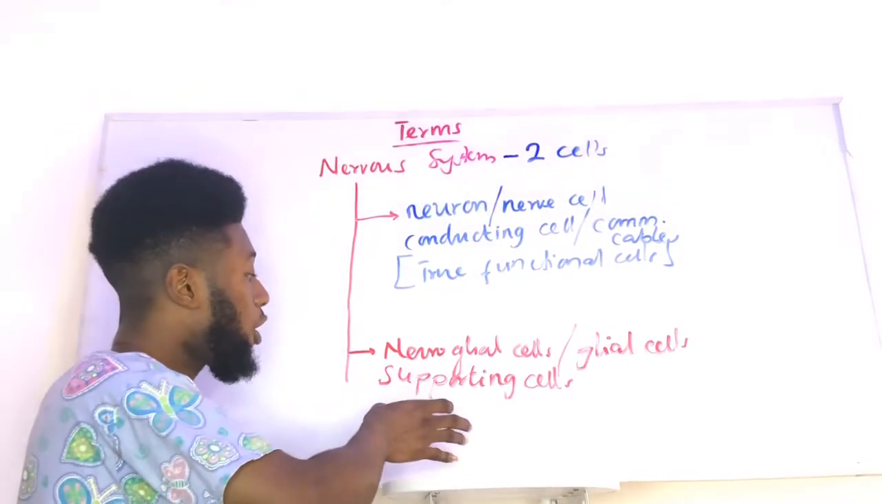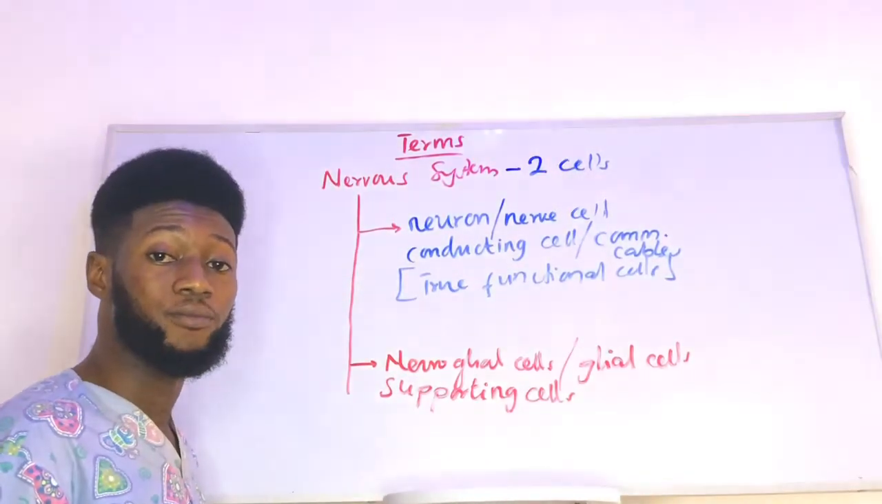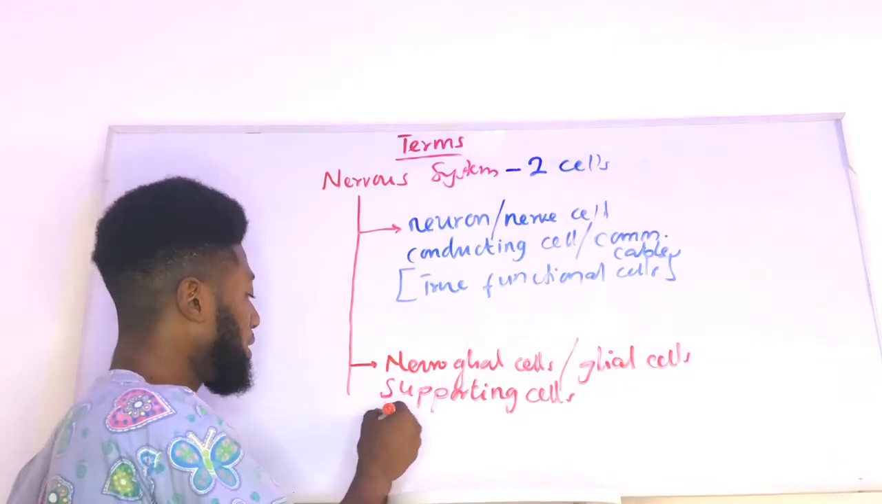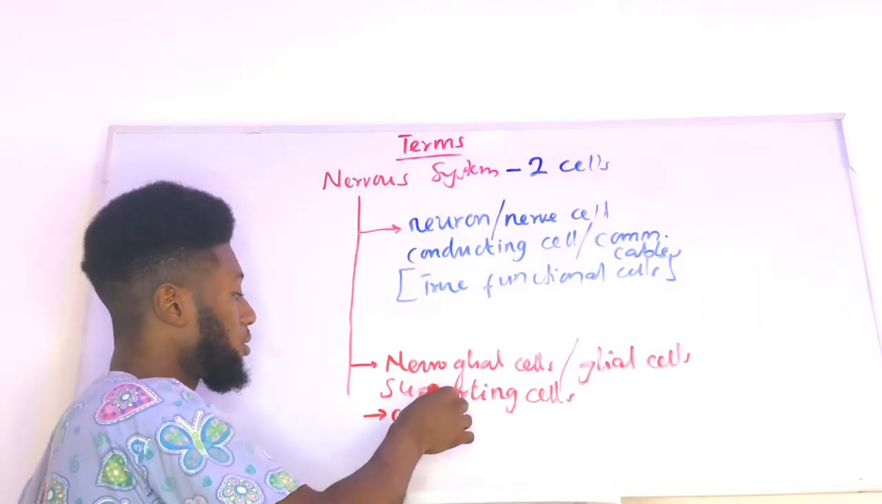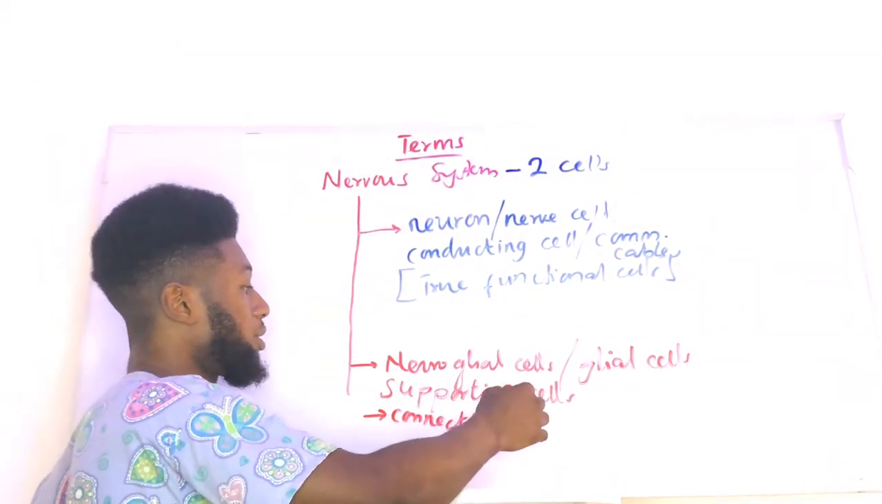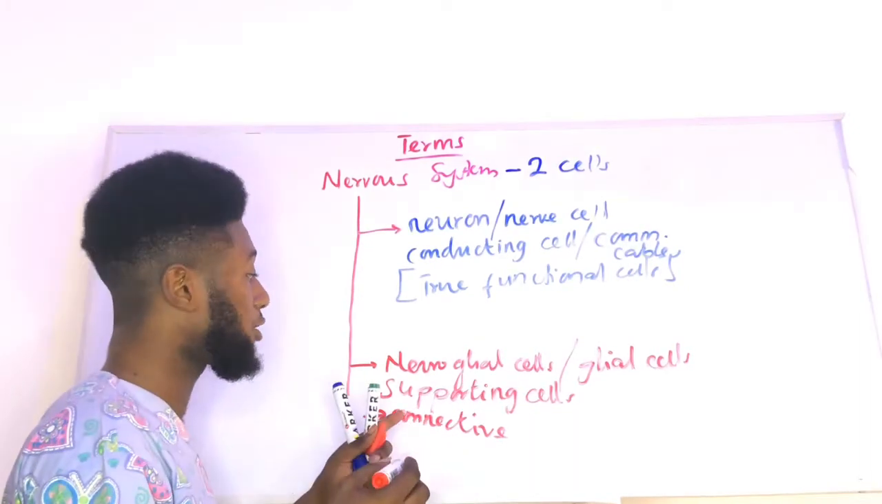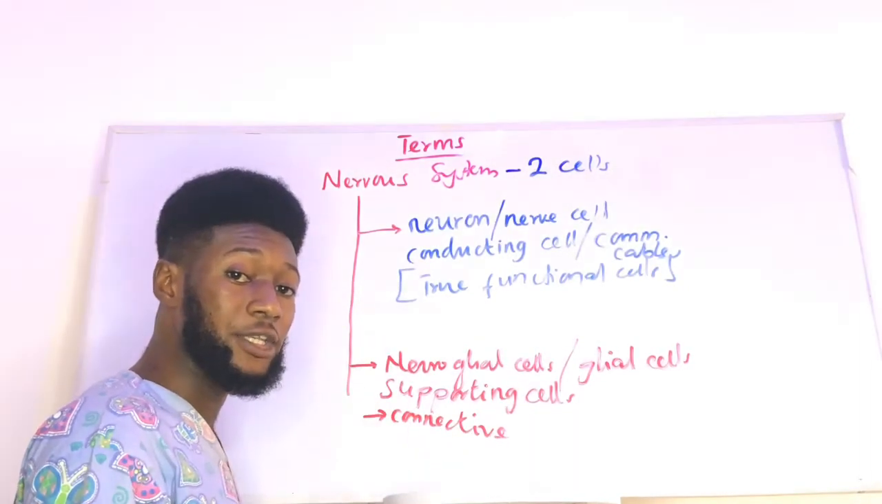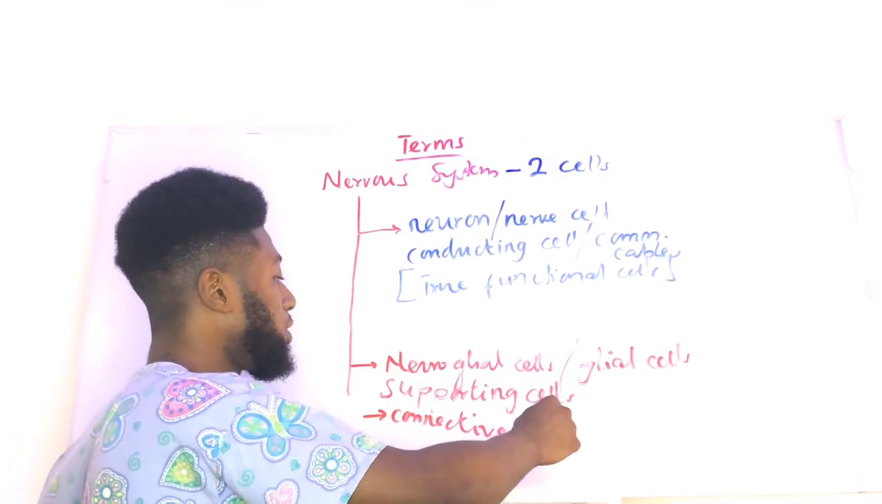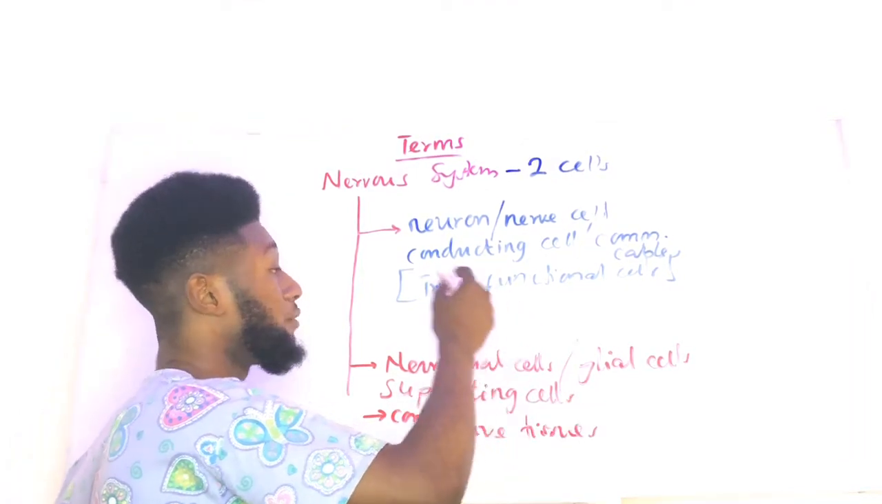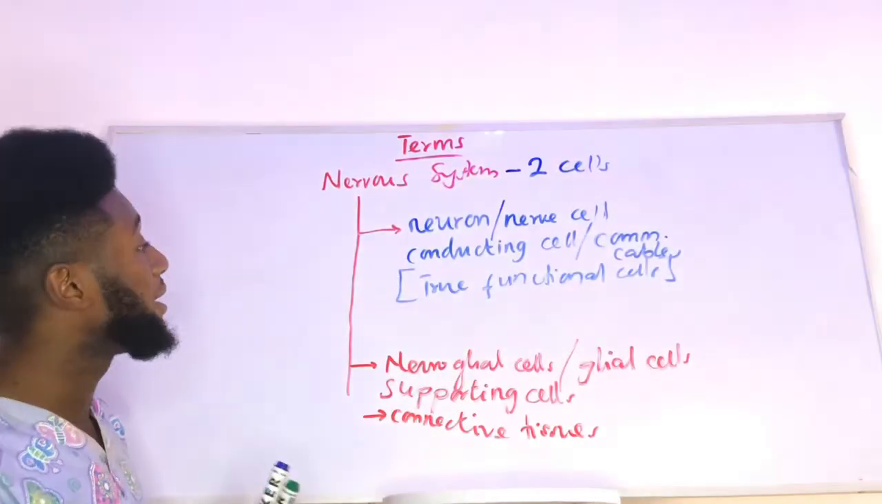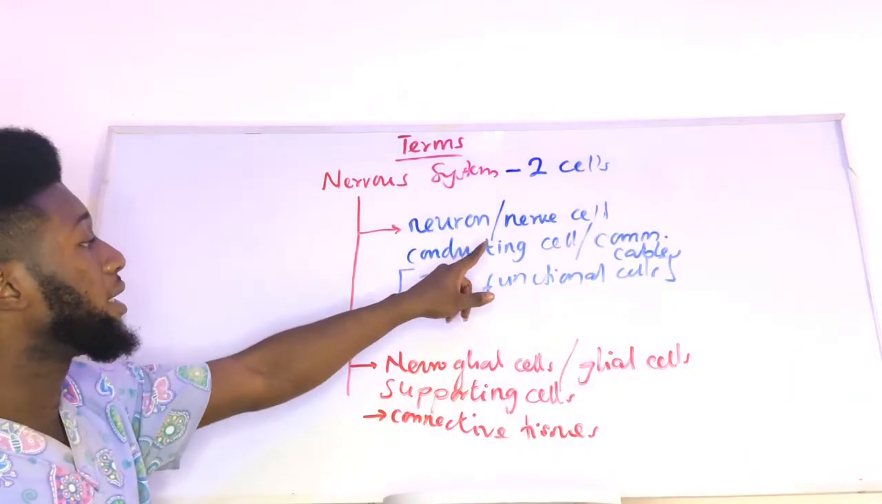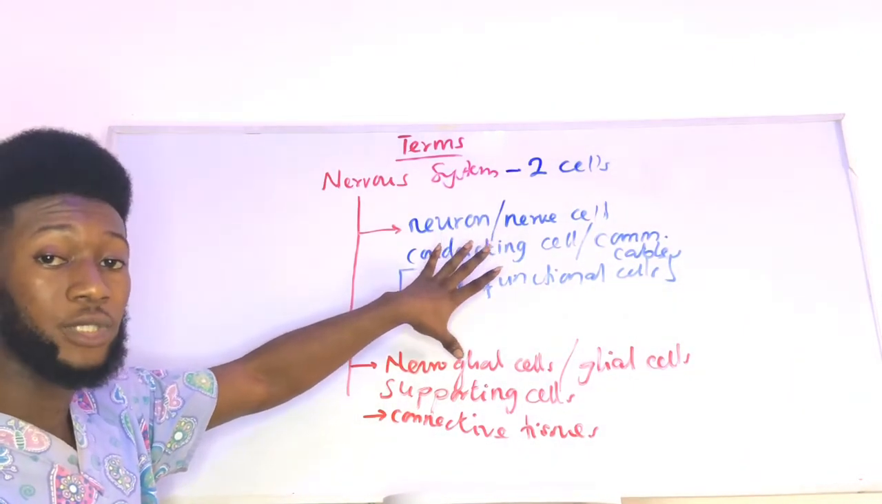They act as connective tissues. They are not the true functional cells. They are the supporting cells. So they are cells that support the neuron. They act as connective tissues to the CNS, the nervous system. Right? And then talking about this neuron or the nerve cell, you'll see it very soon in the diagram.